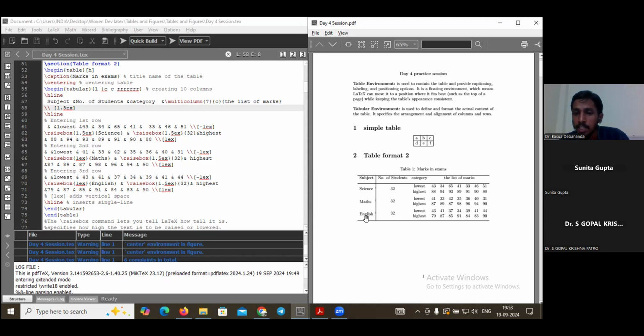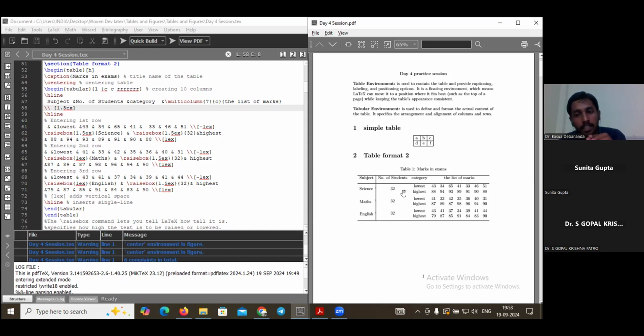Here, how many rows are there? You are using an hline after the first row, the subject headings. In the next row you use one space for the subject and number of students, then you write lowest. This is the third row now. Here there are only 4 rows.